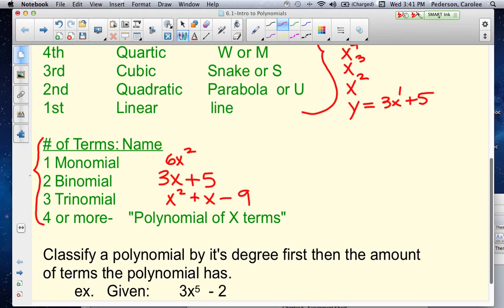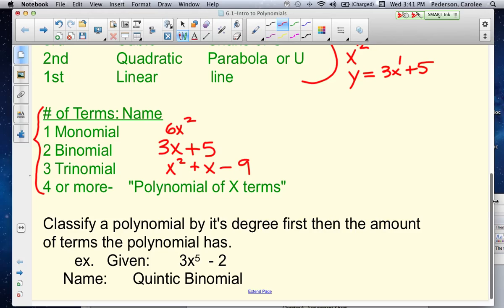So here's what you might have to do in your homework. Classify a polynomial by its degree first, then the amount of terms. So this example, I just want you to look at. We're going to practice it on the next slide too. So don't write this example down. We're giving you 3x to the fifth minus 2, and we want you to name that polynomial. So first we talk about the degree. The degree is fifth power.